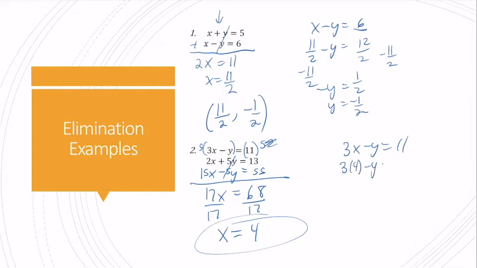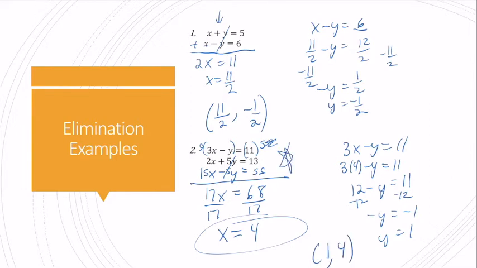So I have 3 times 4 minus y equals 11. So 12 minus y equals 11. I subtract 12 from both sides. Negative y equals negative 1, so y equals 1. So our point of intersection is when x is 4 and y is 1. And we could have seen this pretty easily by graphing, but the first example we really couldn't have.